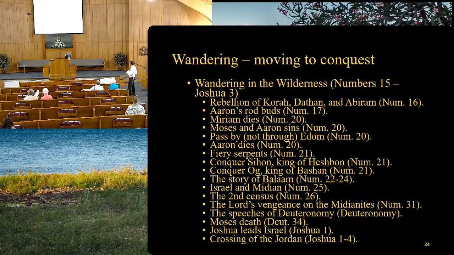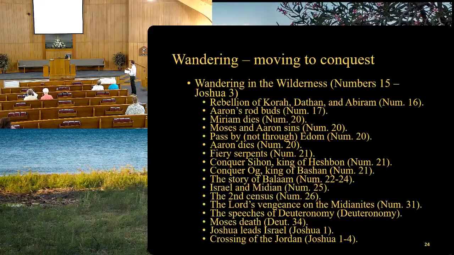Numbers 16, Aaron's rod budding, Miriam dies, Moses and Aaron's sins, passing by and not through Edom. So that's as we're starting to come around up to set up for the invasion and conquest. So Aaron dying, fiery serpents, and even more as we set up for invasion and conquest: conquering Sihon, conquering Og, the story of Balaam, Israel interacting with the Midianites, the vengeance on the Midianites.